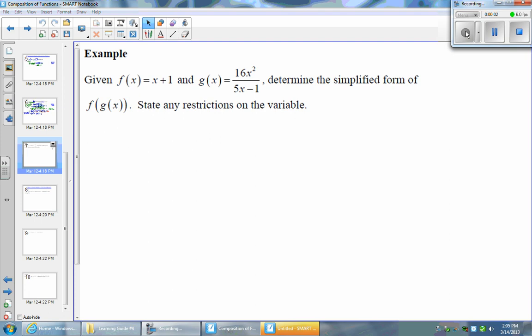All right, so here's another question where you have to take a composition of functions, but this time it's a little bit different because we do have non-permissible values here. So let's go ahead and find that equation.